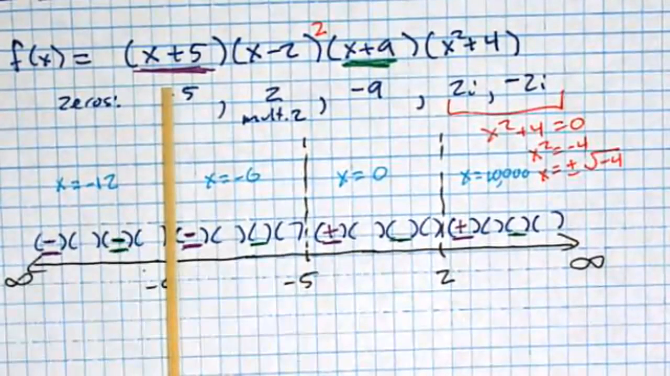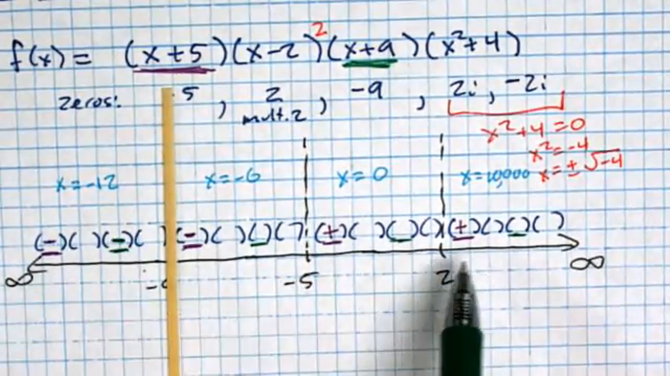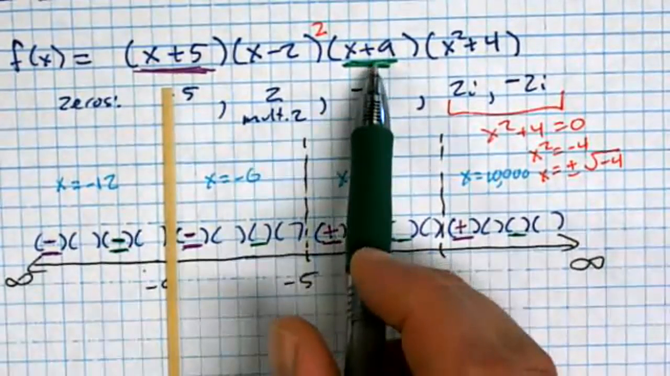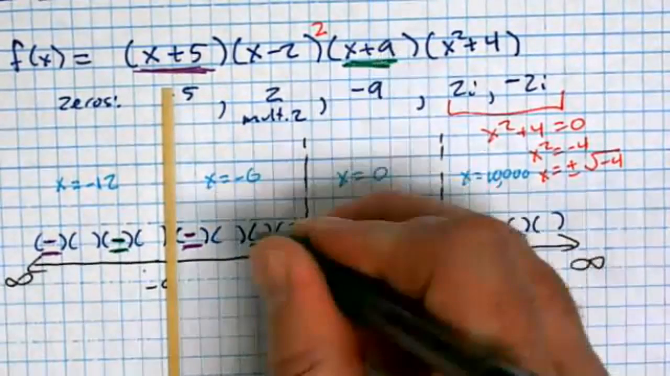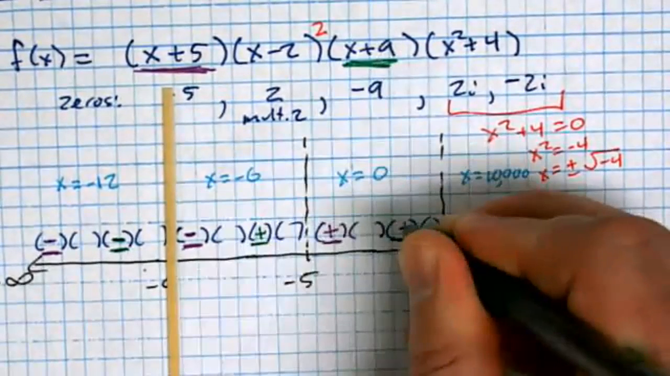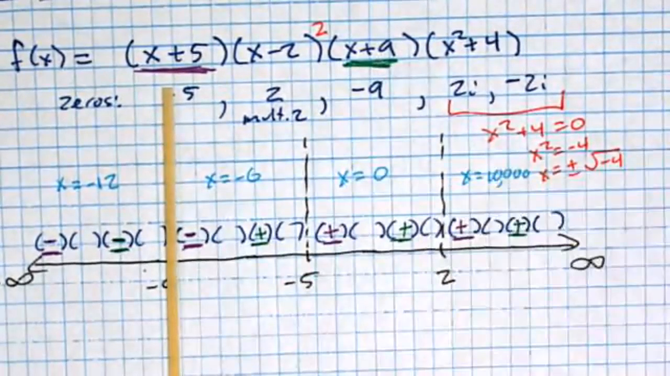And then for any value to the right of negative 9, that factor is going to be positive, right? If I pick something bigger than negative 9, it's going to make this thing positive. So for all these regions over here to the right, that factor is going to be positive. See how that's a little bit faster? You don't have to actually physically plug in the -12, the -6, the 0, and the 10,000. You just think about everything to the left is going to be negative and everything to the right is going to be positive for that factor.